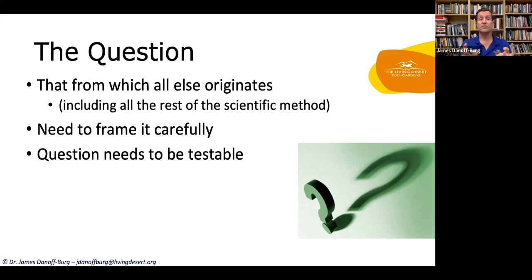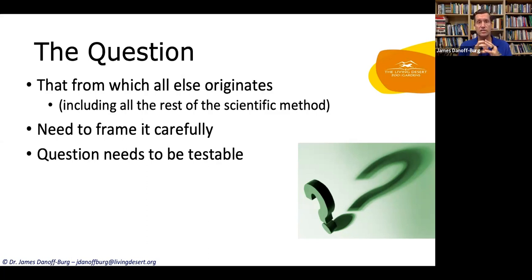So we need to frame this very carefully, which is why we're going to be going through in these next couple slides, and we're almost done with our time together for this first module. The question needs to be framed very carefully, but also it needs to be testable, right? It needs to be something that can be answered in a specific way. Ideally, it could be supported or refuted, right?